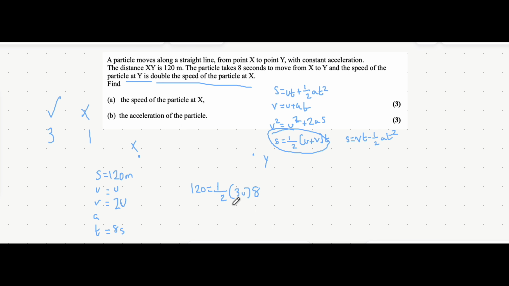solve for u. So we can first do a half times 8 is 4, 4 times 3 is 12, so 120 equals 12u. Divide both sides by 12 and we get the initial velocity u is 10. Once you have the initial velocity, you can now replace u with 10 and v is 20. The speed of the particle at x is asking for the initial velocity because it starts off at x, so that would just be 10 meters per second.